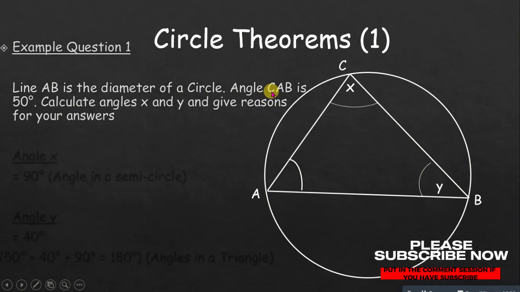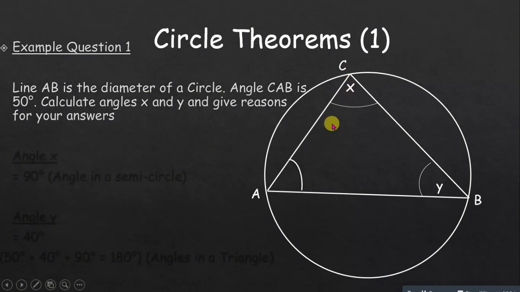Angle CAB is 50 degrees. Angle CAB. So where you are curving is where the angle is. So angle CAB, which means that the angle is here. An example, you can also say angle CBA is Y. So take note of the movement of the angle. Now they have asked us to calculate the angles X and Y. Then we give reasons for our answers.